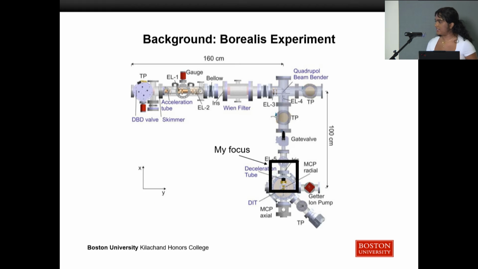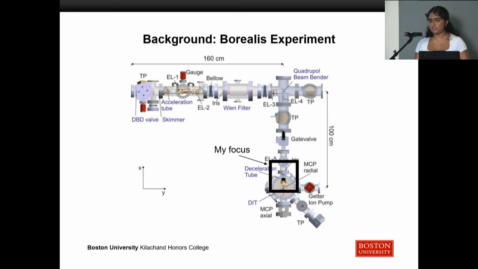So this is the apparatus. I know there's a lot here, but my main focus is right here at the deceleration tube. We need to decelerate the particles because in order for them to be laser cooled, they need to be trapped so they can be still. So we have an ion trap here, and you can think of the ion trap as a valley or a bucket. This ion trap has a specific energy depth, so in order for the majority of particles to be trapped, they all have to be within this depth.